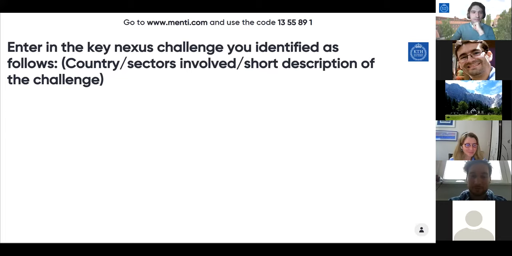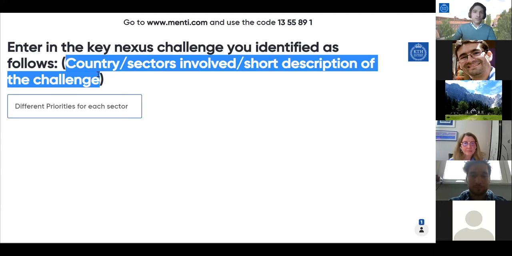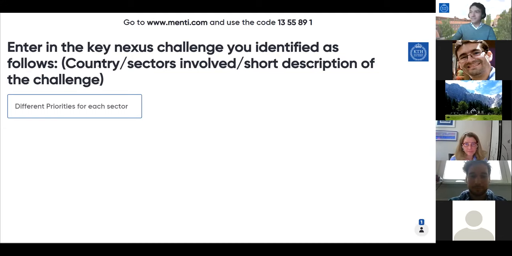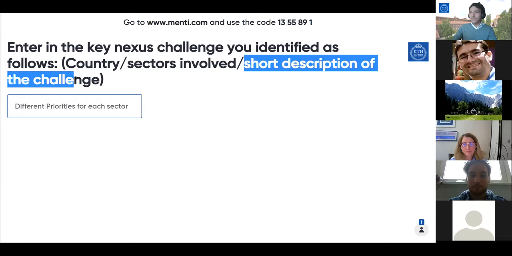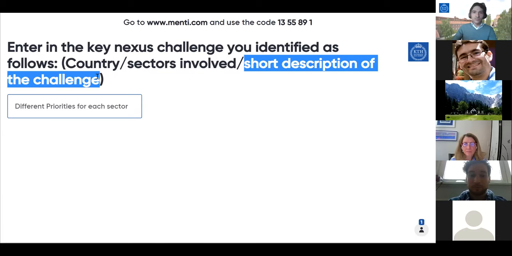Yes, so I hope you found that interesting, to speak with people from other fields and other nationalities. Independently of whether you had the occasion to share your ideas in the breakout room, or even if you're just thinking about it right now alone, it would be very interesting if you could share some ideas here with Mentimeter, as we are quite a few people. We suggest a format, though you don't necessarily have to follow it: write the country where the Nexus challenge you identified occurs, which sector it involves, and a short description of the challenge. For me, an example could be Italy, energy and water, and hydropower versus agricultural water use.